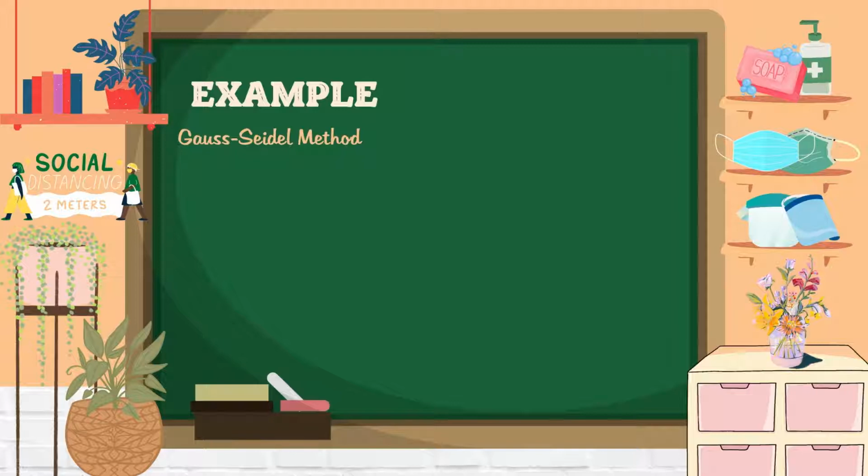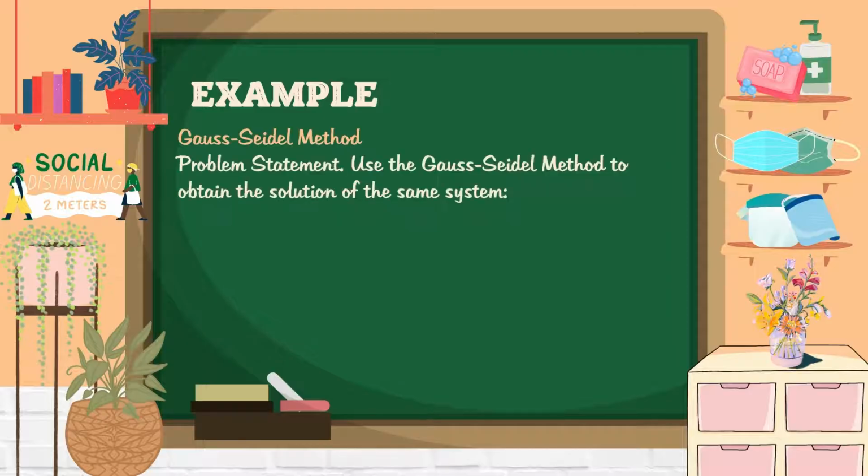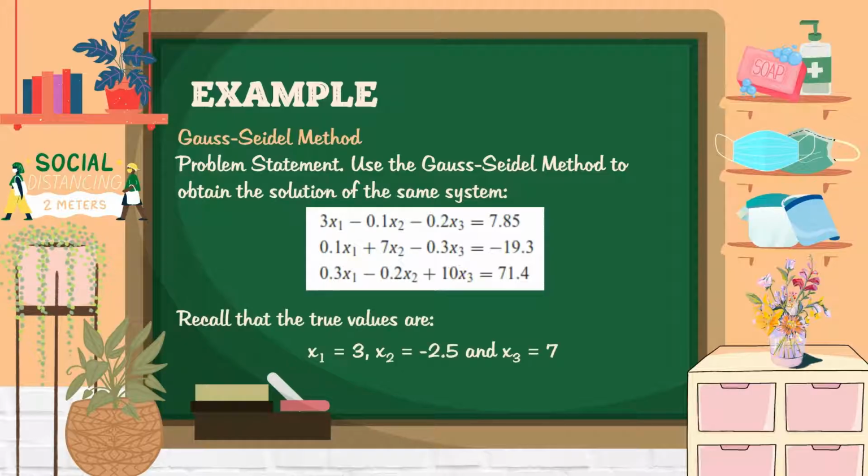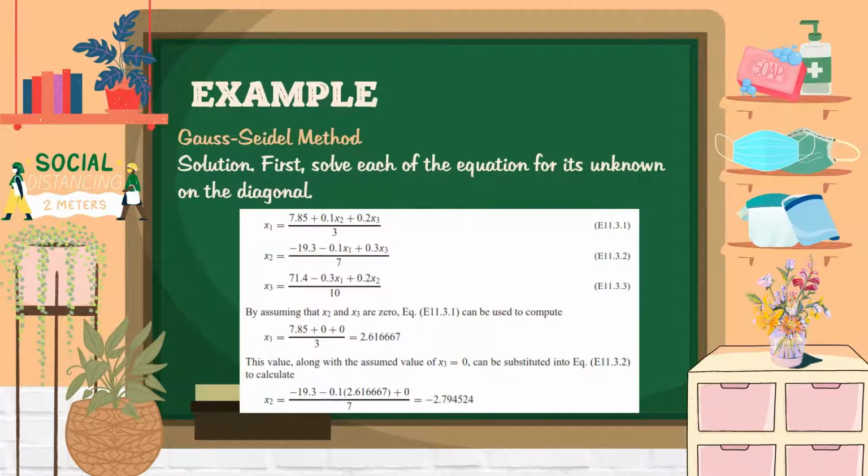So, in order to understand the solution process or how the method is applied, for example, the problem statement used the Gauss-Seidel method to obtain the solution of the same system. So, we will also have here the same system we used applying Jacobi method. So, recall that the true values are x sub 1 equals to 3, x sub 2 equals to negative 2.5, and x sub 3 equals to 7. So, this is the solution.